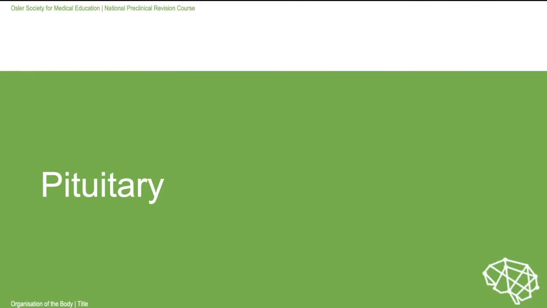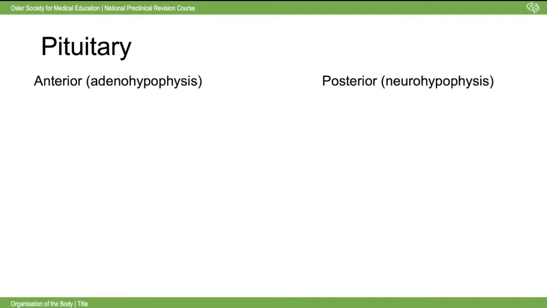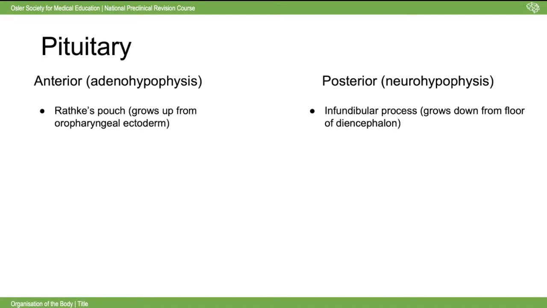So let's start by talking about the pituitary, because that's the gland that you kind of need to know the most about. The pituitary can be divided into the anterior pituitary and the posterior pituitary. And the anterior pituitary is also known as the adenohypophysis, which you can remember because adeno and anterior both start with an A. And the posterior pituitary is also known as the neurohypophysis.